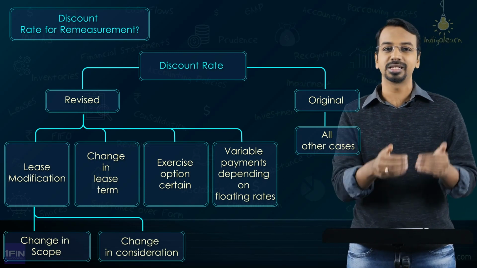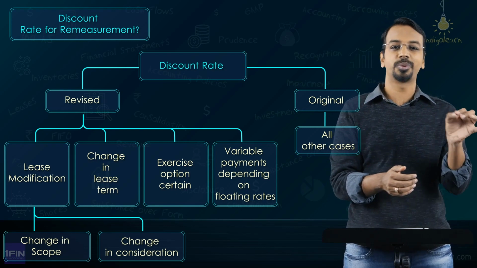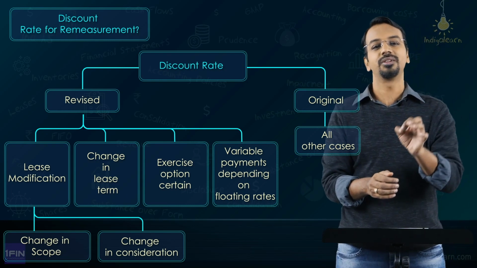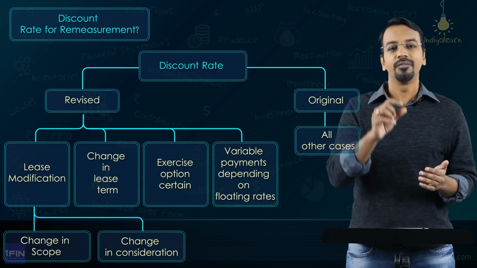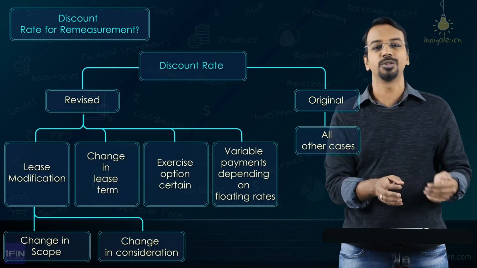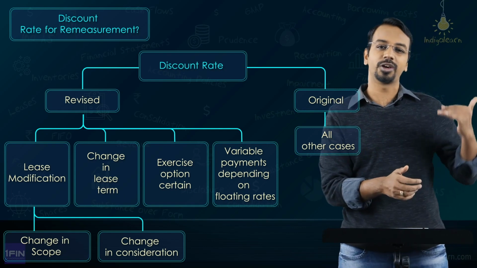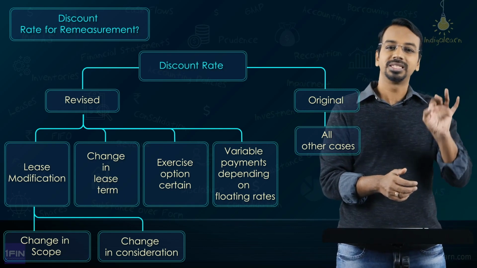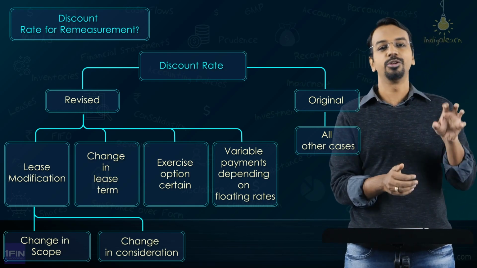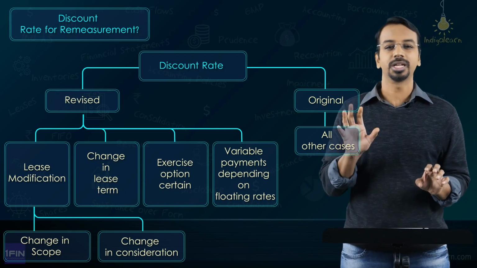And in the earlier case, we said that whenever there is a change in lease term or the exercise of purchase option now being reasonably certain, even in these two cases, you will use the revised discount rate. And lastly, variable payments that depend on a floating rate, even for that case, you will use the revised discount rate. The last part is generally not tested in the examination. If you are clear with lease modification, change in the lease term or exercise of purchase option, in these three categories, you will use the revised discount rate.